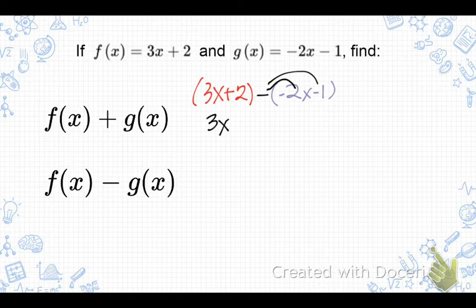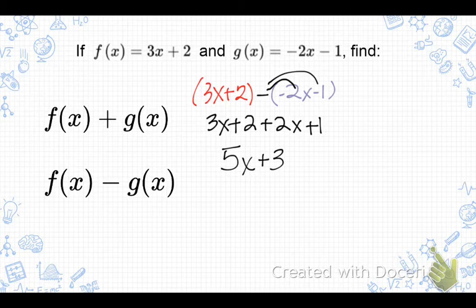So 3x plus 2 stays the same. Plus 2x plus 1. What do I do next? Combine like terms. What are my first like terms? 3x and 2x, and that gives me... And next. 2 and 1 is 3. So here's my answer.